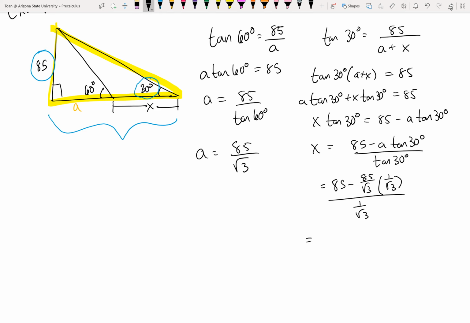This is arithmetic. This is algebra. So what does that give us? That gives us 85 radical 3 minus 85, right? And of course, if you were to pop that guy into your calculator, you're going to get about 98.1, right? So that's it.